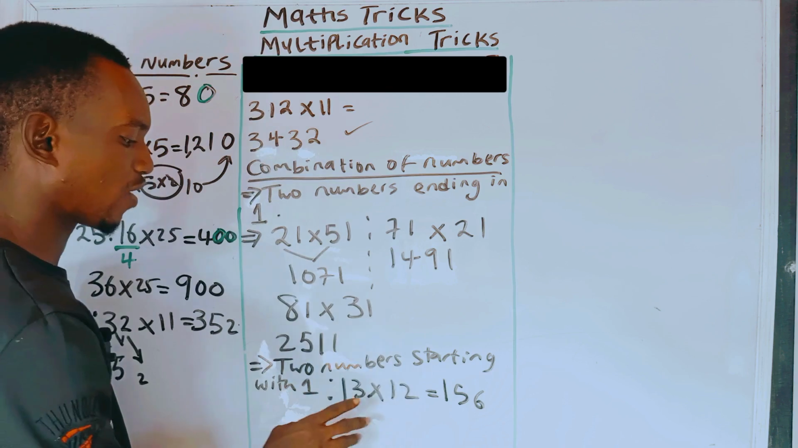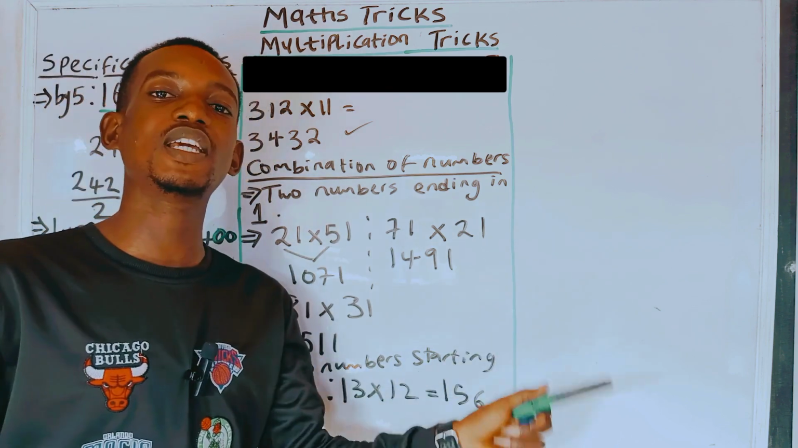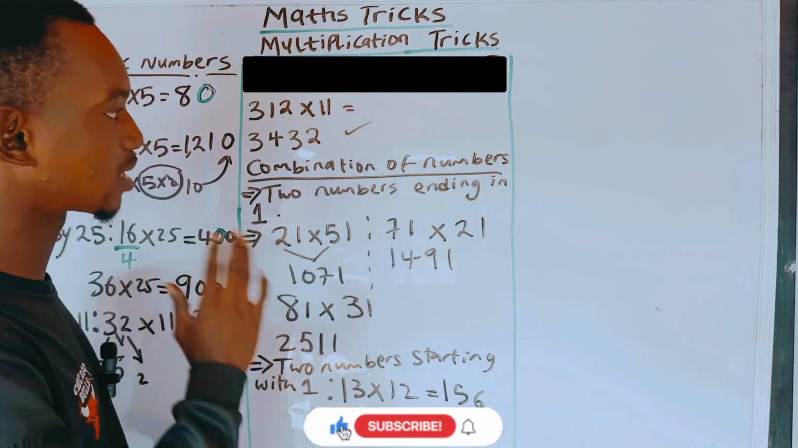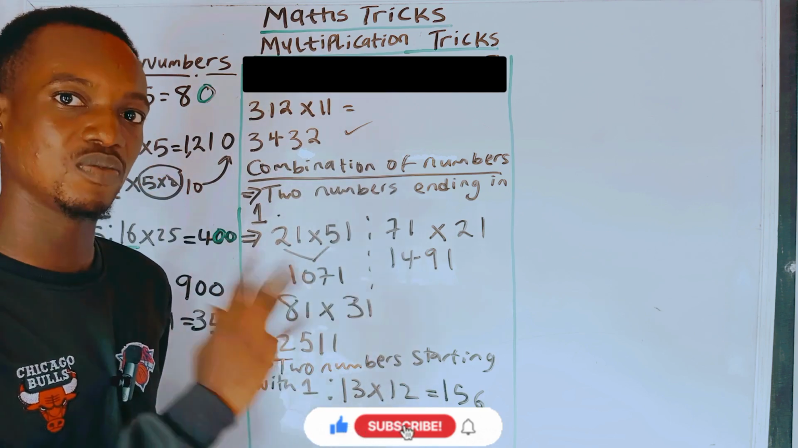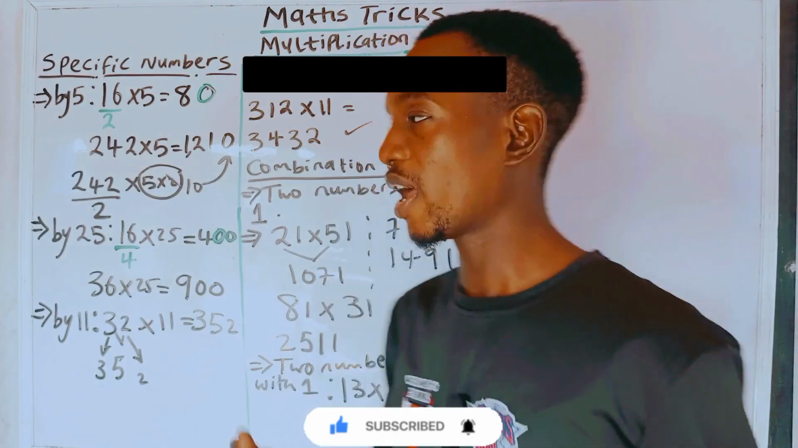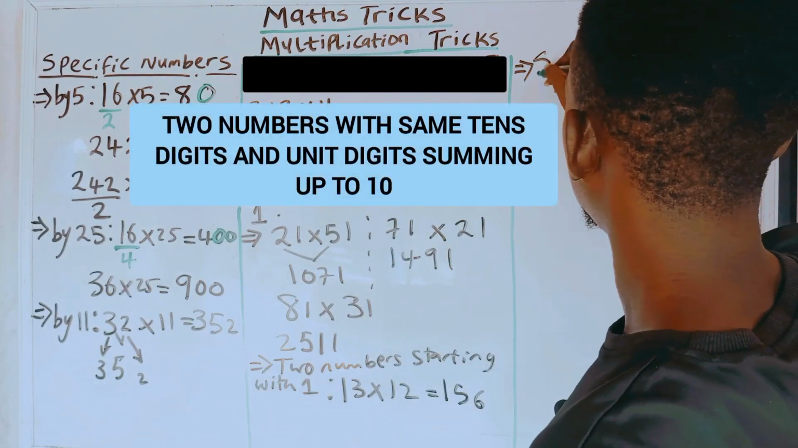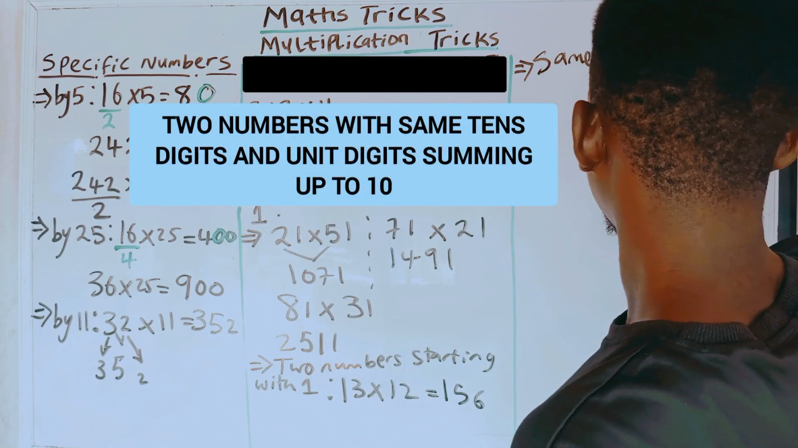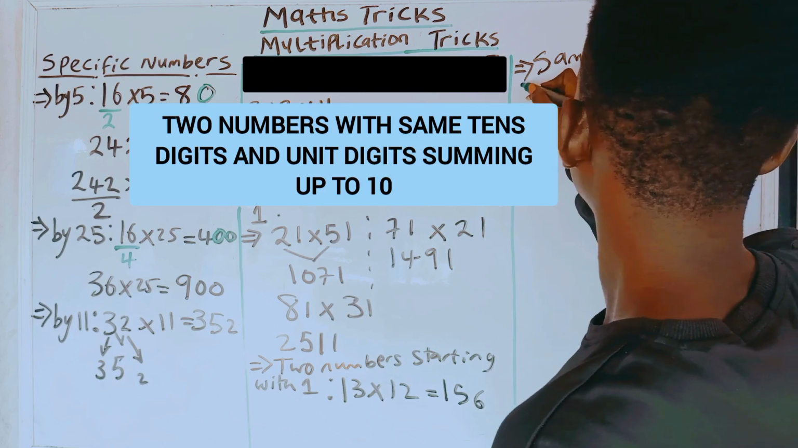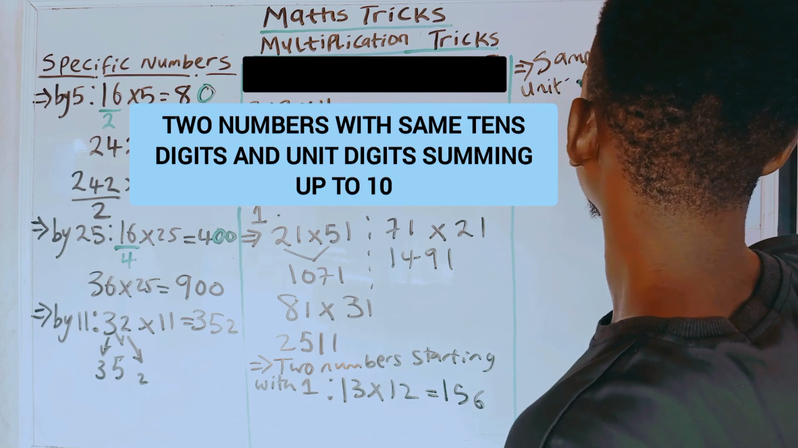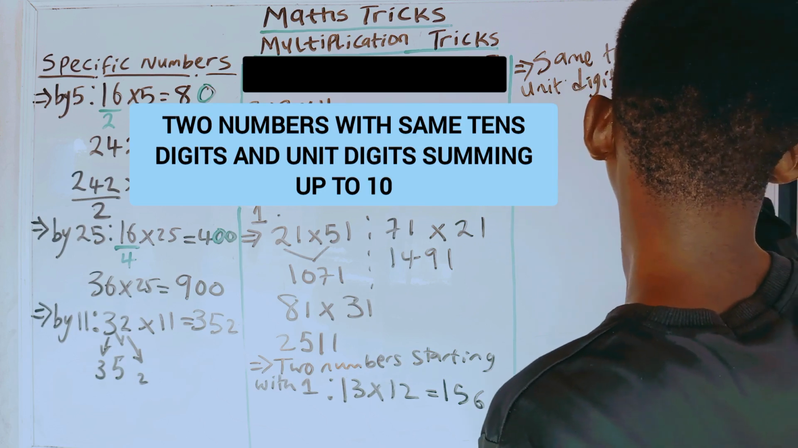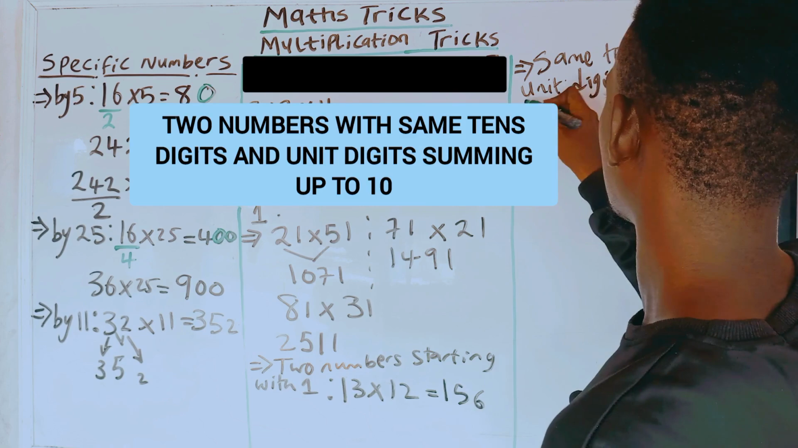As simple as that. So whenever you see two numbers that either begin with 1 or end in 1, you can easily do that with our head. With practice, we have to practice and practice to be perfect with this and to be very, very fast. Okay, so now let's go to the next combination. The next combination of numbers is numbers that have the same tens digits. That's condition 1. Then condition 2 is that the unit digits sum up to 10.